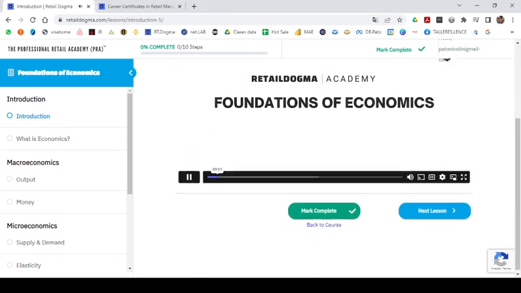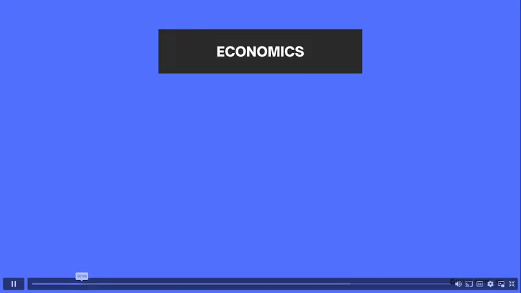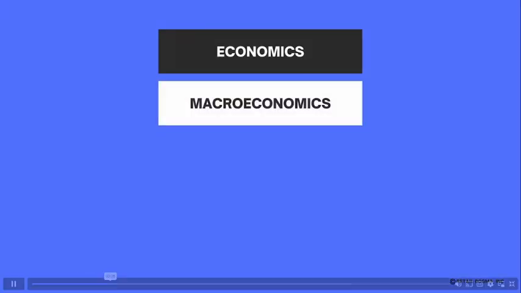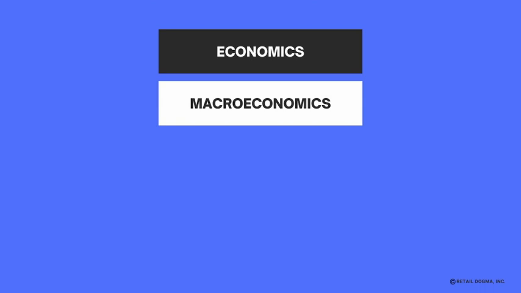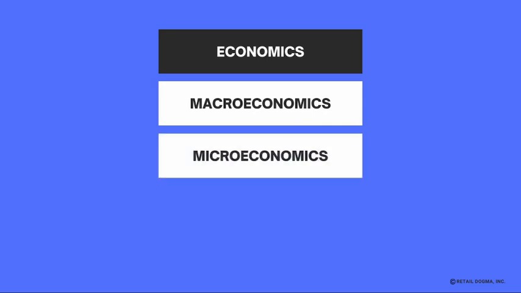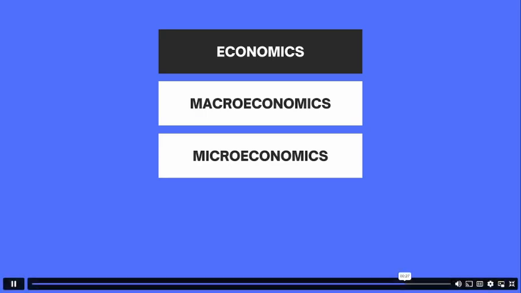In this course, we are going to learn the foundations of economics, starting with macroeconomics, which explains the economy as a whole and the different variables that play roles in economic expansion or contraction, and microeconomics, which studies factors of supply and demand and how these affect price levels and company strategies. We are going to learn how to calculate price elasticity of demand and how this applies to different pricing decisions in a retail business. So let's get started.